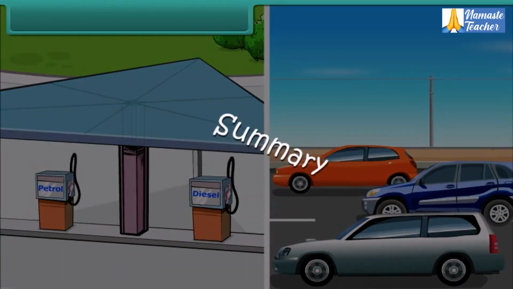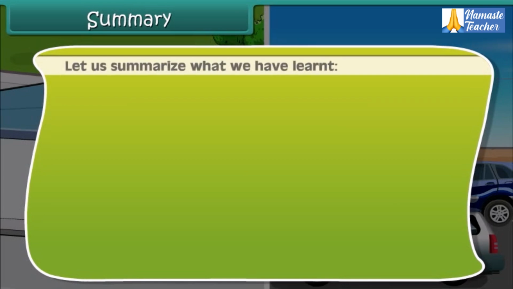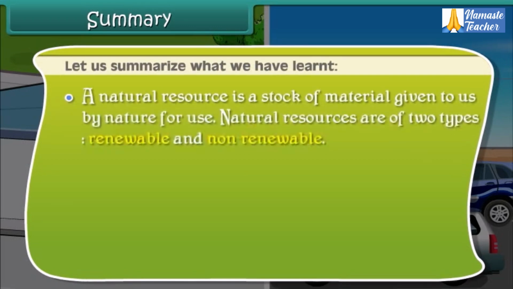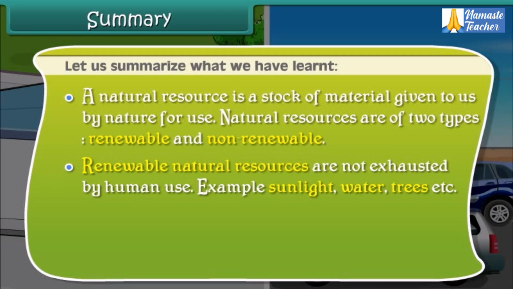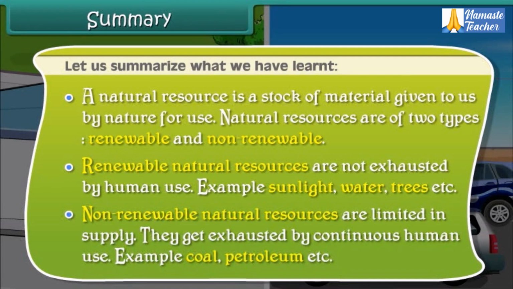Summary. Let us summarize what we have learned. A natural resource is a stock of material given to us by nature for use. Natural resources are of two types, renewable and non-renewable. Renewable natural resources are not exhausted by human use. Example, sunlight, water, trees, etc. Non-renewable natural resources are limited in supply. They get exhausted by continuous human use. Example, coal, petroleum, etc.